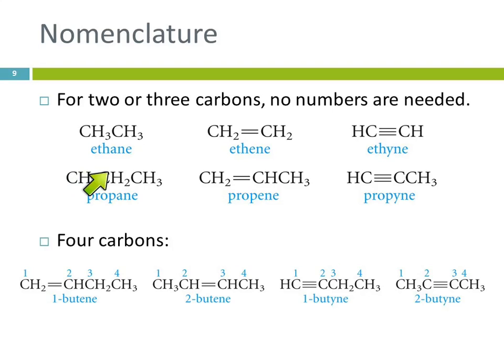Propane has 3 carbons. You can put the double bond between these two or between these two, but when you number it, it's going to end up the same. It would always be 1-propene or 1-propyne, and so we leave the 1 off.